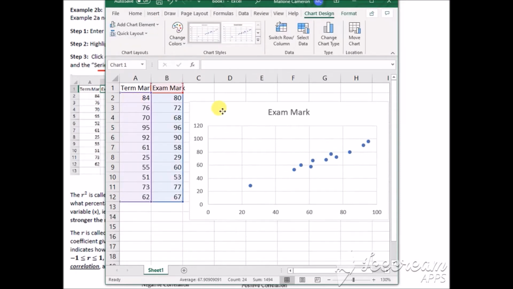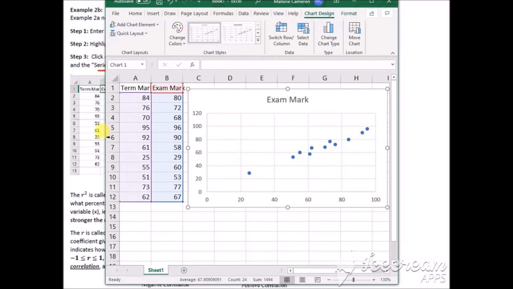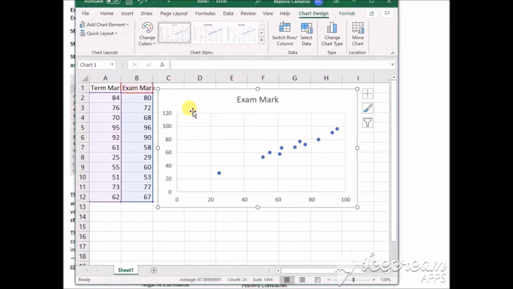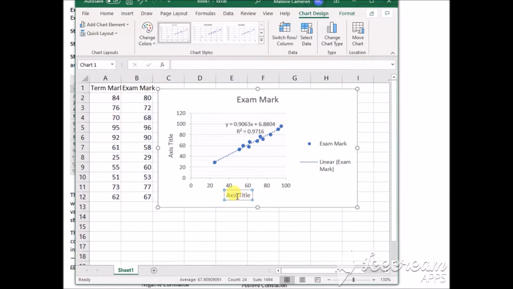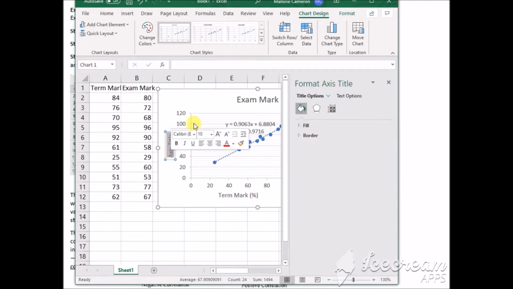Now I'm going to click on the scatter plot. So the scatter plot is actually highlighted right now, right? So let's move this over. Okay, so it's highlighted right now, and what you can do from here is go into chart design, quick layout. So I choose the one, it's layout 9, and it lists exactly what you're going to have. What I basically look for is that I can change this axis title. So this axis title is going to be the term mark, and that's measured in percentage. And then this axis title is going to be exam mark, and again, that's measured in percentages.